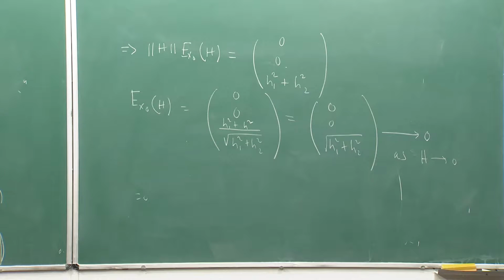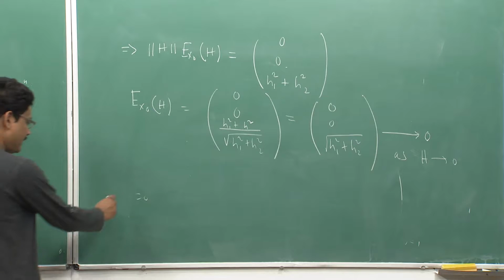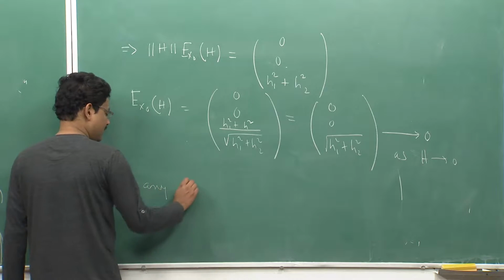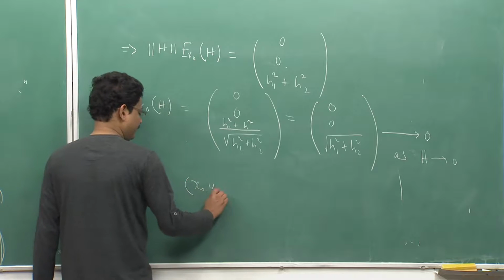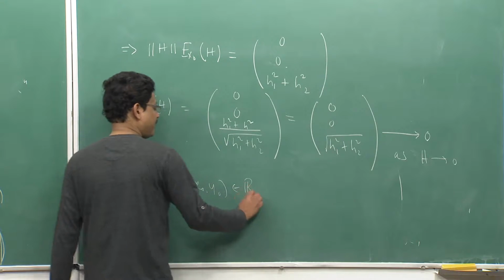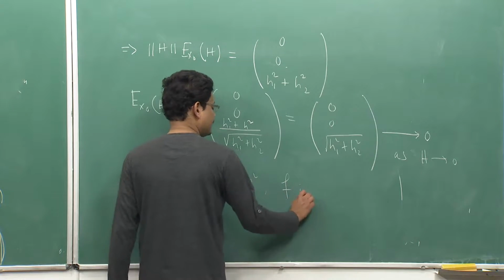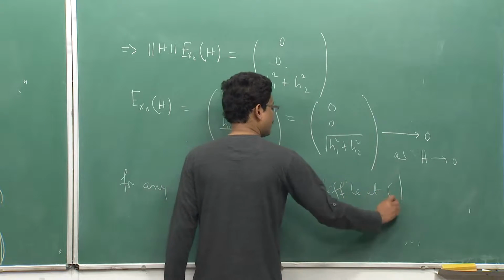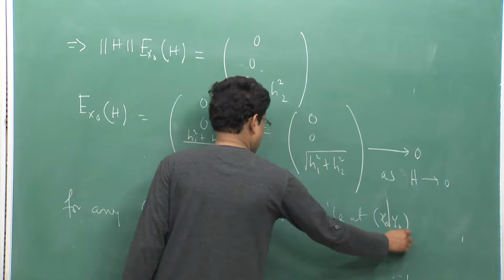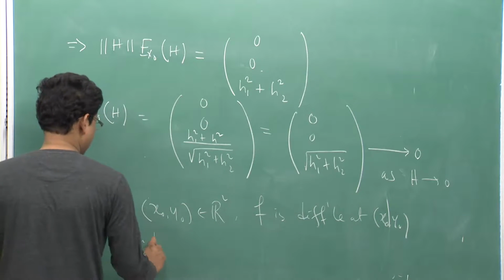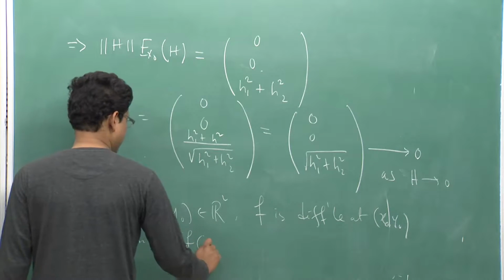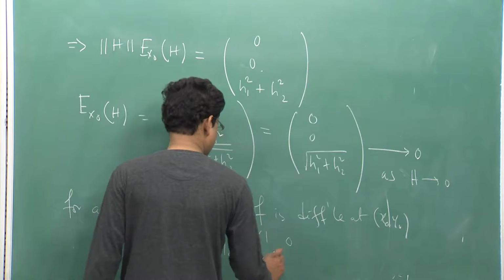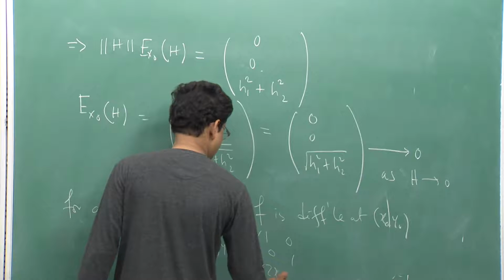So, after this calculation we can now surely declare that for any x naught, y naught in R2, f is differentiable at x naught, y naught, and the derivative, the Jacobian matrix, is 1 0, 0 1, 2 x naught, 2 y naught.